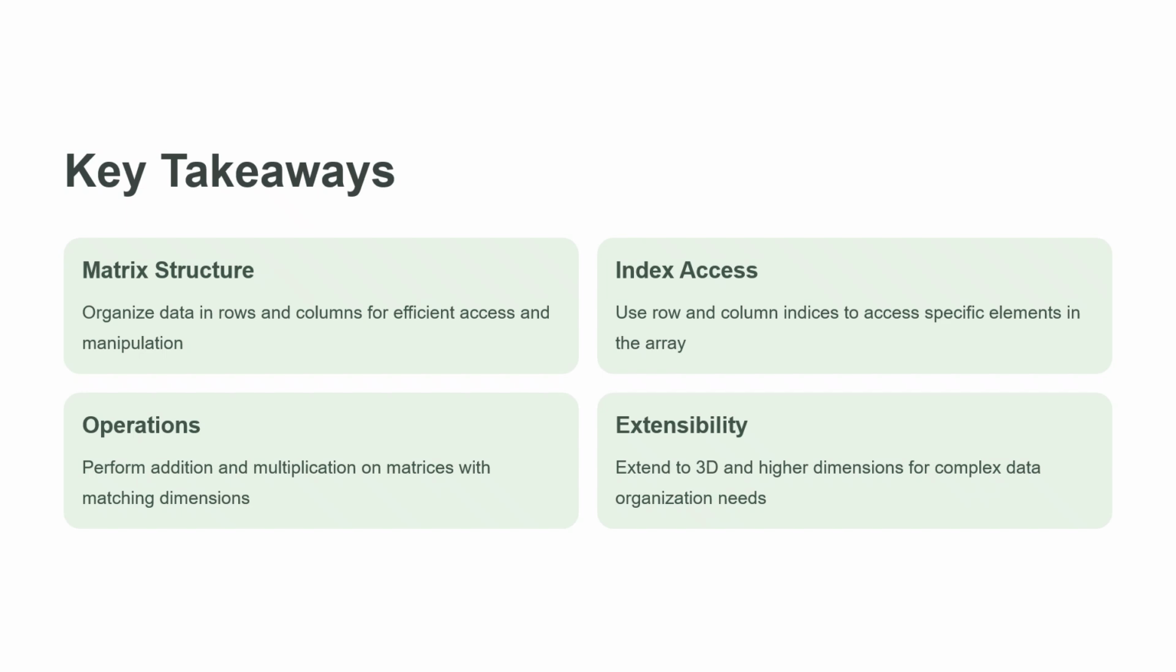AD plus BC, AD minus BC. So you get direct addition, AD plus BC, that is the first row and first column of the first matrix matched with the second matrix's first row using the dot operator, that is a product operator. Finally, you can extend to 3D and higher dimensions for complex data organization needs.